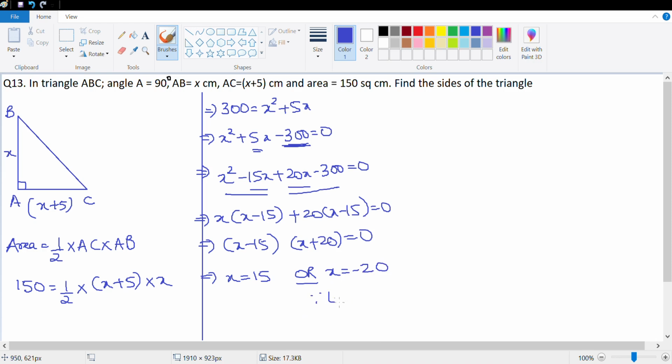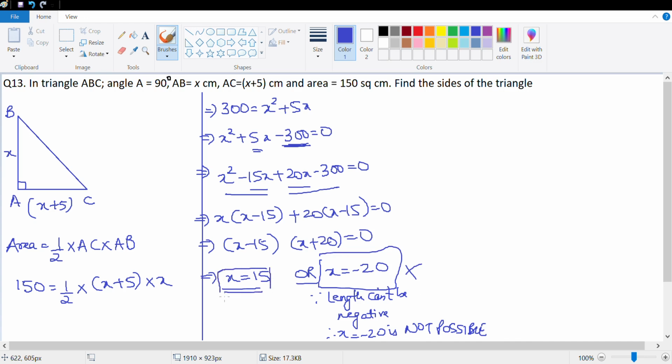Since length can't be negative, therefore x is equal to negative 20 is not possible. Length cannot be negative, so this is rejected, which means x is equal to 15. Good. Let's read the question.